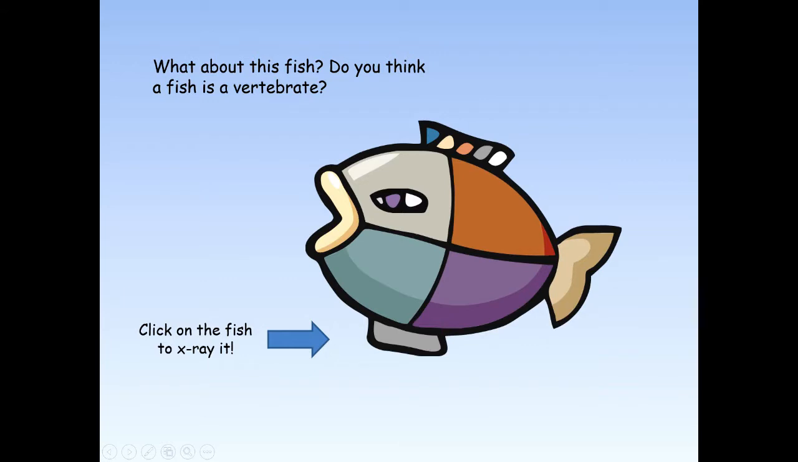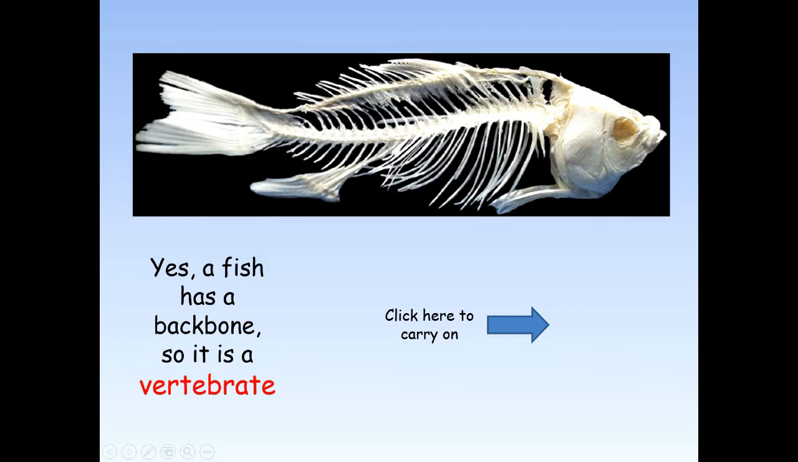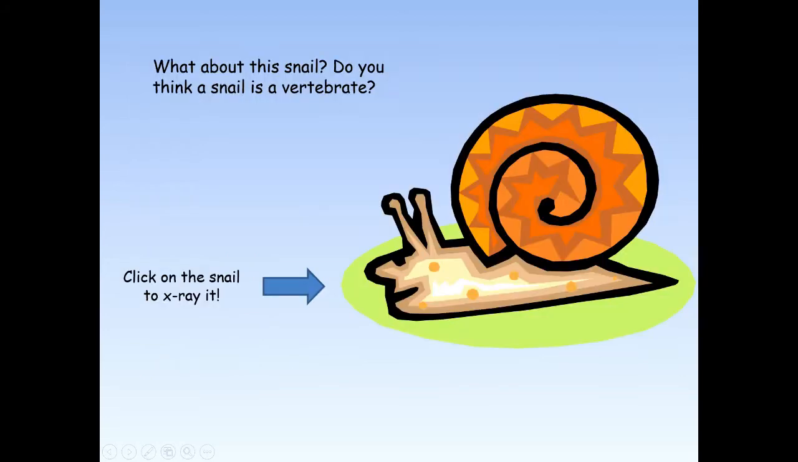What about a fish? Do you think a fish is a vertebrate? Let's put it through the X-ray machine and find out. Well, of course, it definitely has a very strong backbone with all of those little bones that come off of it. The strong backbone, of course, helps it to swim. Let's have a look at another animal.